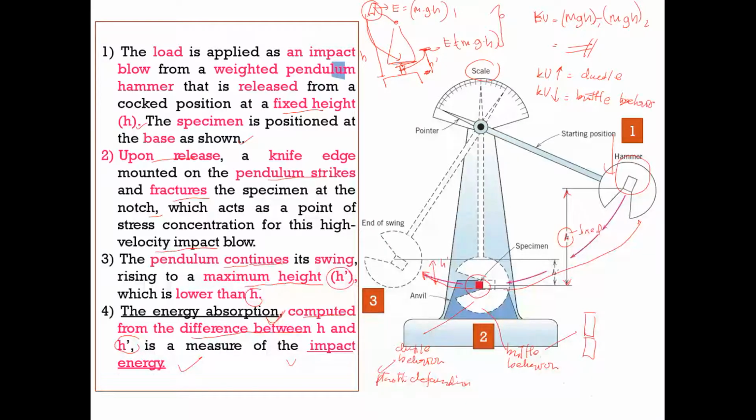Actually this impact testing is not just carried out at room temperature. It can be carried out at different temperatures based on the application of that particular material. So in the next slide, we will discuss the ductile to brittle transition temperature, DBTT, whereby the transition from ductile to brittle happens because of the difference in temperature.